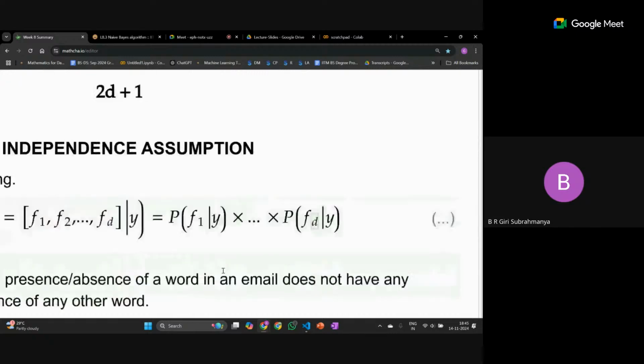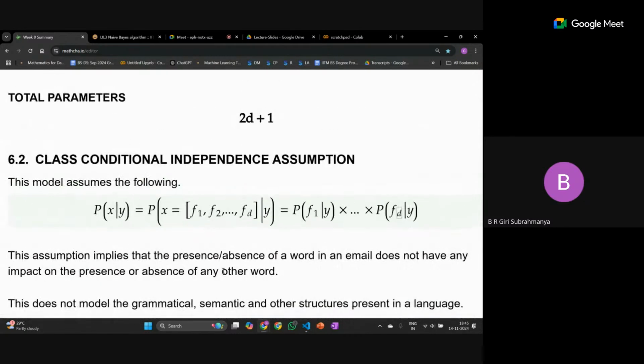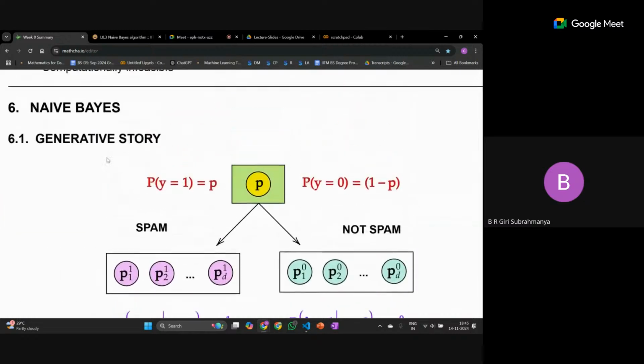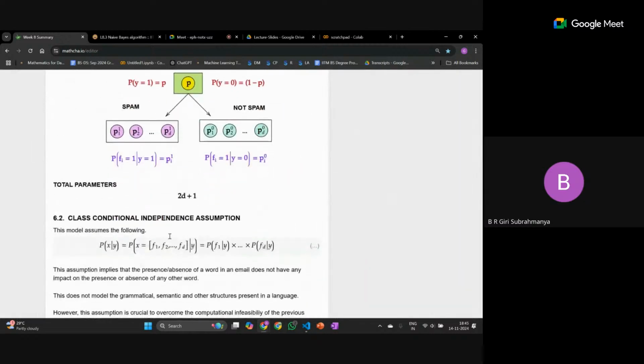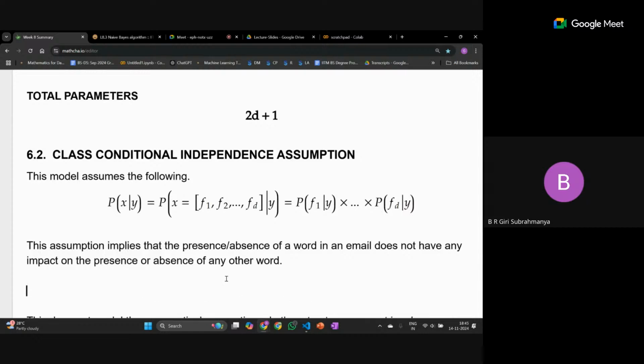If this is the model we are assuming, then the hidden assumption being made is that the presence or absence of some word has no influence on the presence or absence of some other word. What I'm trying to say is that the presence of the word lottery has no influence on the presence of the word, let's say, dollar.